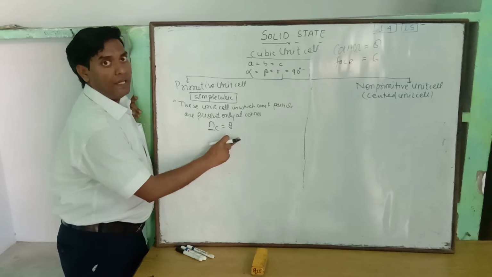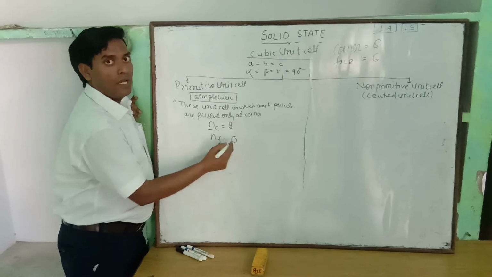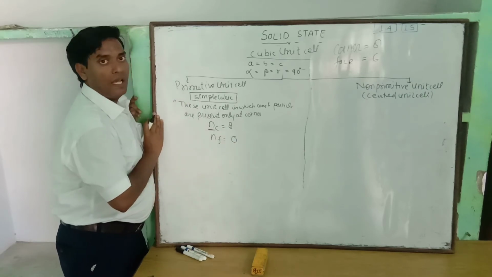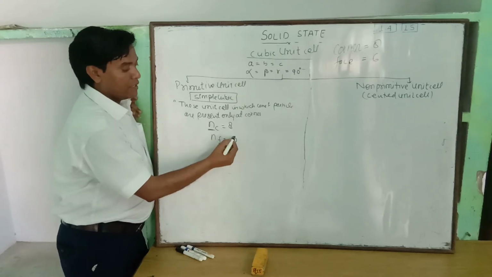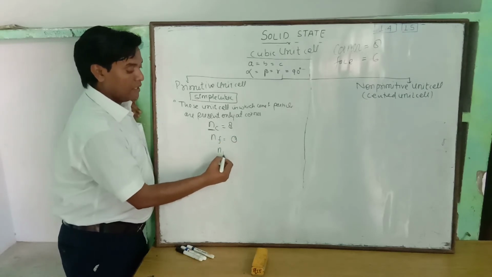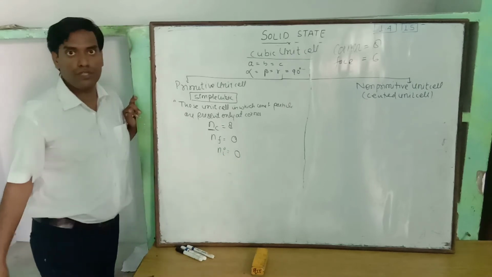How many will be there here, son? 8. Number of atoms at face, that is 0, because it is a primitive unit cell and constituent particles are present only at corners. That is why at face there is no particle. Third is number of atoms inside the body, it is also 0.